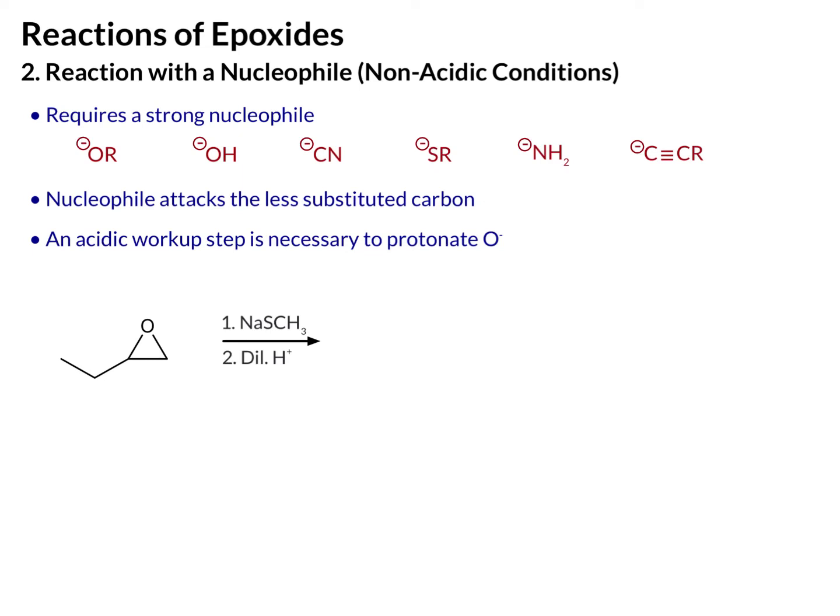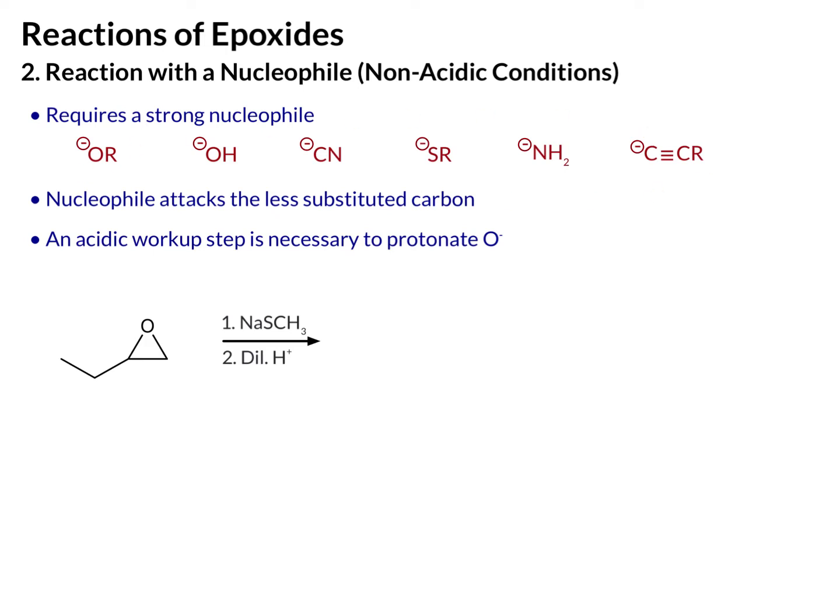Now we're going to look at epoxide opening using a nucleophile. So instead of starting with an acid to protonate the epoxide, what we're going to do is use a strong nucleophile, one that's strong enough to break it open on its own. So here's some common strong nucleophiles.